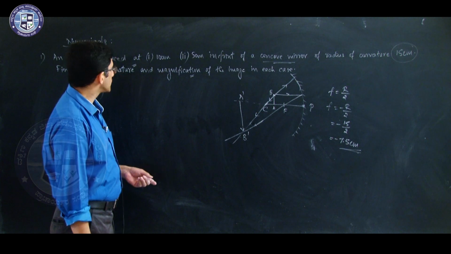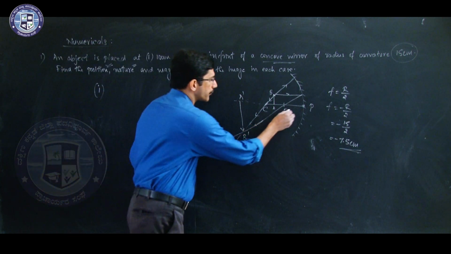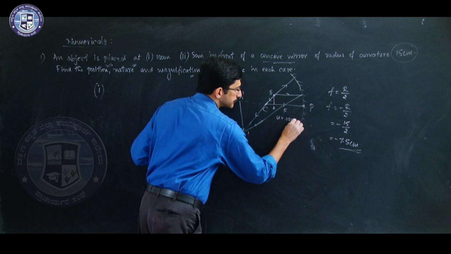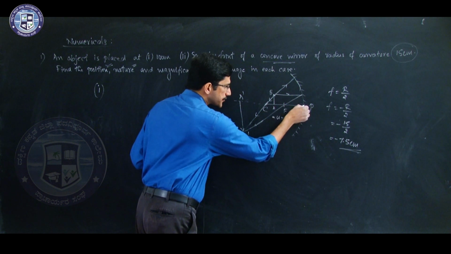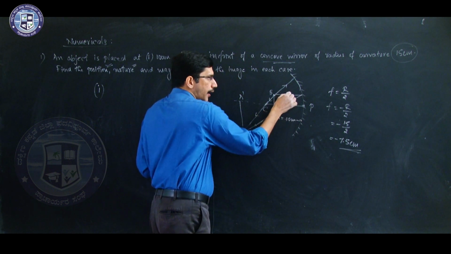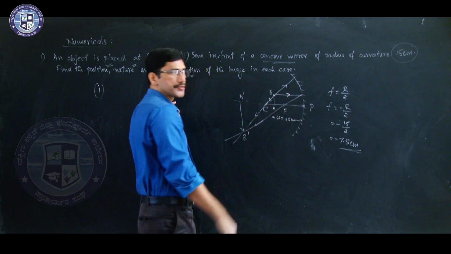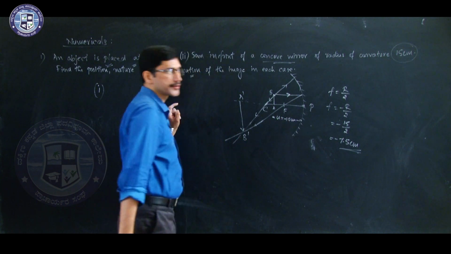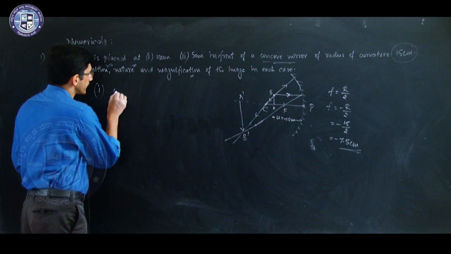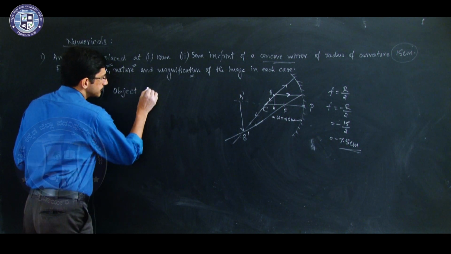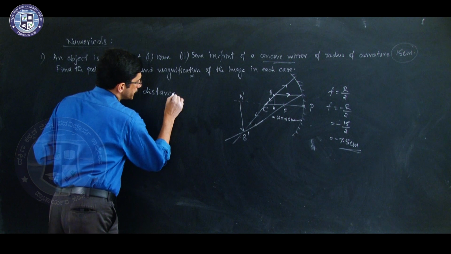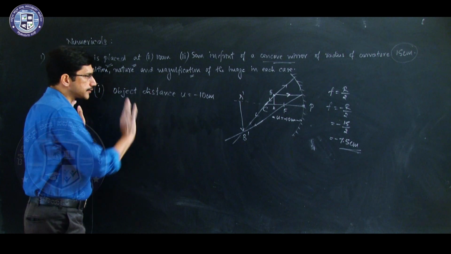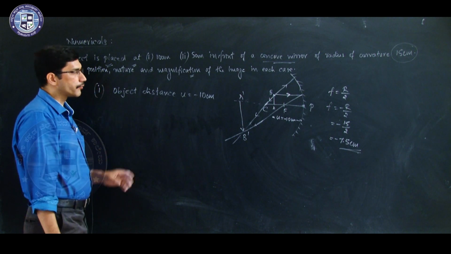So, object distance is also given, the distance from P to U, that is equal to 10 centimeter, but the distance is measured from P to A, and the ray is actually moving to the right, but the distance is measured to the left, therefore, the object distance is negative, which is minus 10 centimeter. So, I will write the parameters here, the object distance is U, that is equal to minus 10 centimeter. I will not convert that into meter, I will write as such, and I will get the value in centimeter itself.